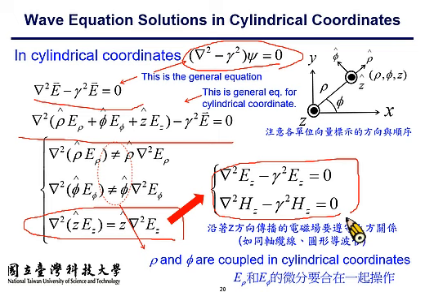However, the Laplacian of the E rho term and E phi term, the rho direction component and phi direction component, are not that simple. They cannot be substituted with the scalar Laplacian of the E rho component and E phi component. In cylindrical coordinate system, spatial derivatives of rho direction and phi direction need to be operated together. They are coupled.